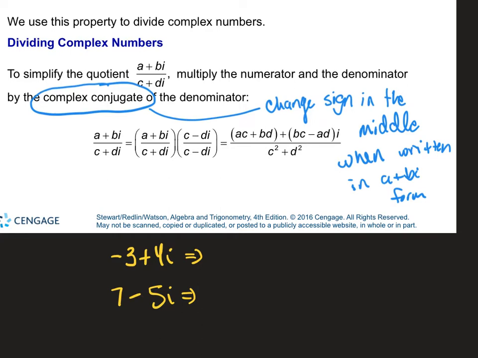If I said to you, what is the complex conjugate of -3 plus 4i, you would tell me it's -3 minus 4i. You change the sign in the middle, just the one in the middle, not the one in the front, when it's written in standard form. So I have 7 minus 5i. What's the complex conjugate of 7 minus 5i? 7 plus 5i, good.